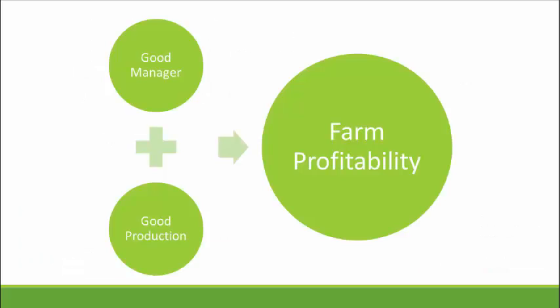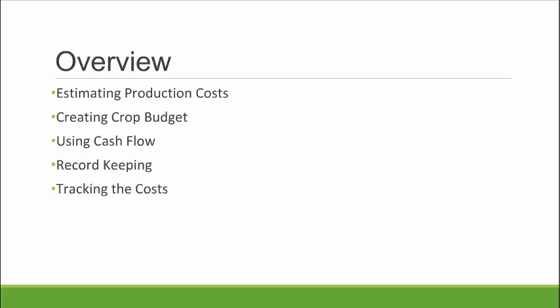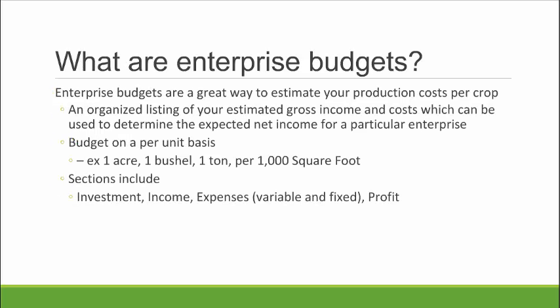So we talk about farm profitability and how to have profitable farms, and it really takes not just someone that's great in the field, a good producer, it also takes a good manager. So today we're going to be talking on the management side of things and discussing estimating production costs, creating these crop budgets, using a cash flow statement, and then at the end, we'll talk a little bit about record keeping and how to track your production costs, or tips on tracking your production costs.